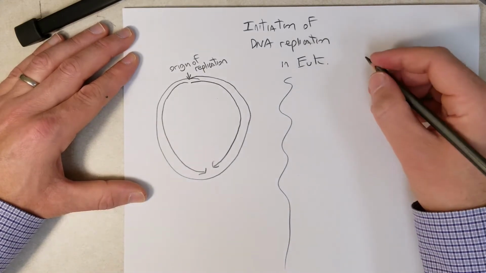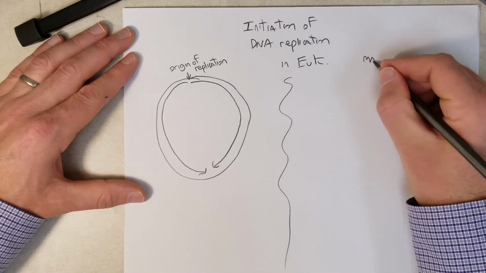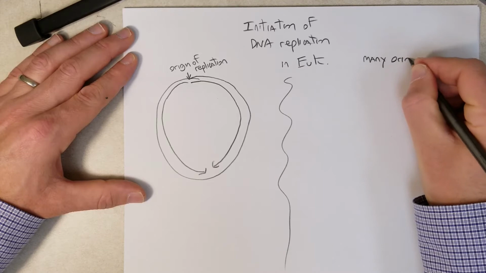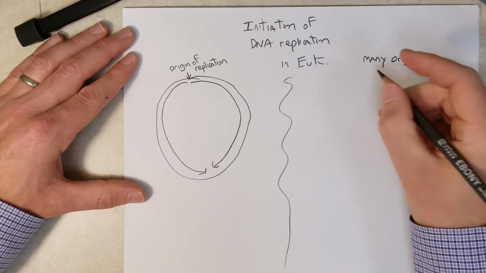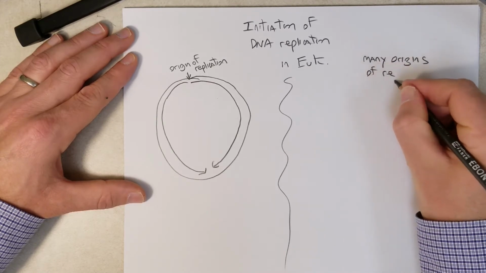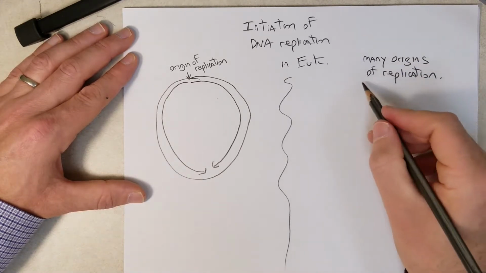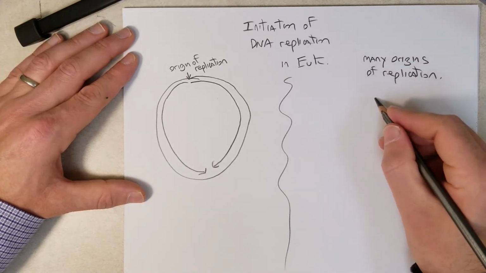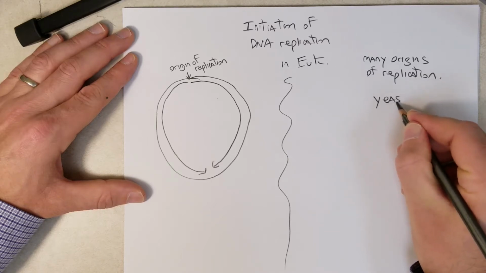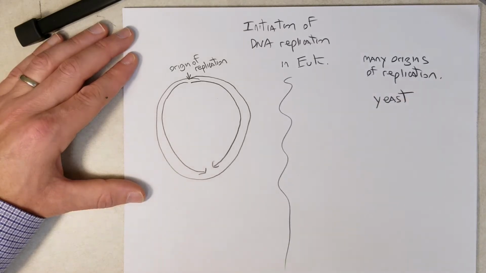Now, most eukaryotes have many origins of replication. And we know the most about DNA replication in yeast, so Saccharomyces cerevisiae.